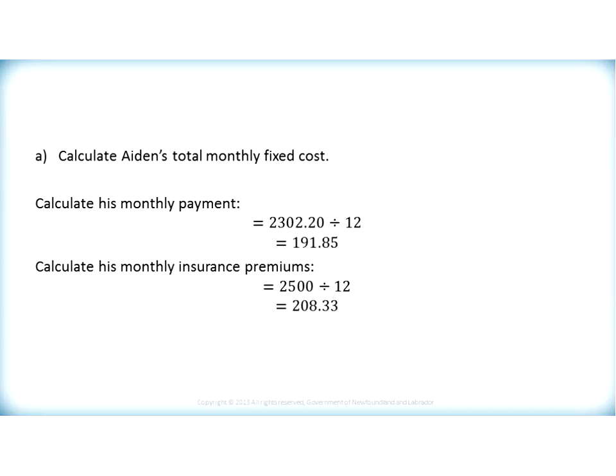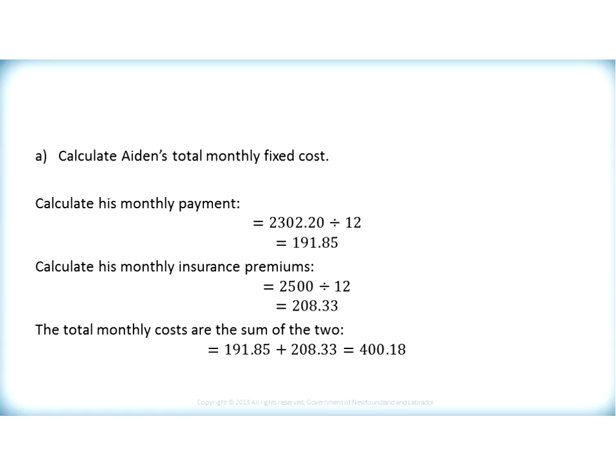When you split up your insurance amount over many payments, we call them premiums. The total amount that he'll end up paying every month will be the two of these numbers combined: $191.85 plus $208.33. The total amount he's going to be paying out every month on his car fixed costs, guaranteed, is $400.18.